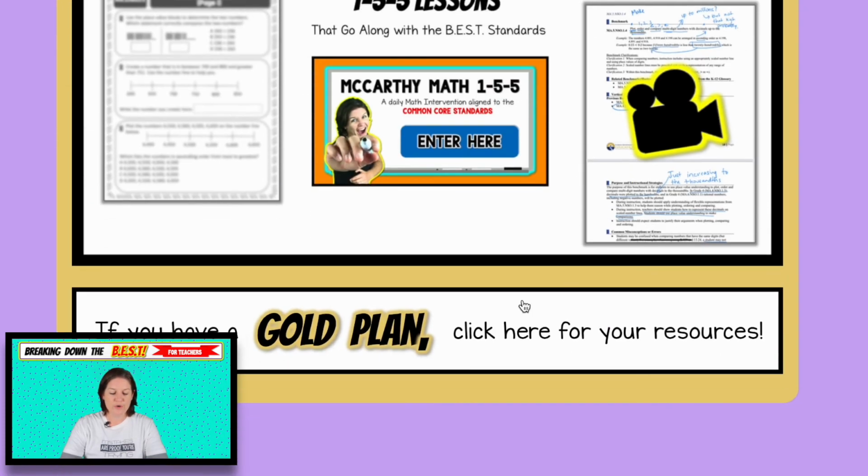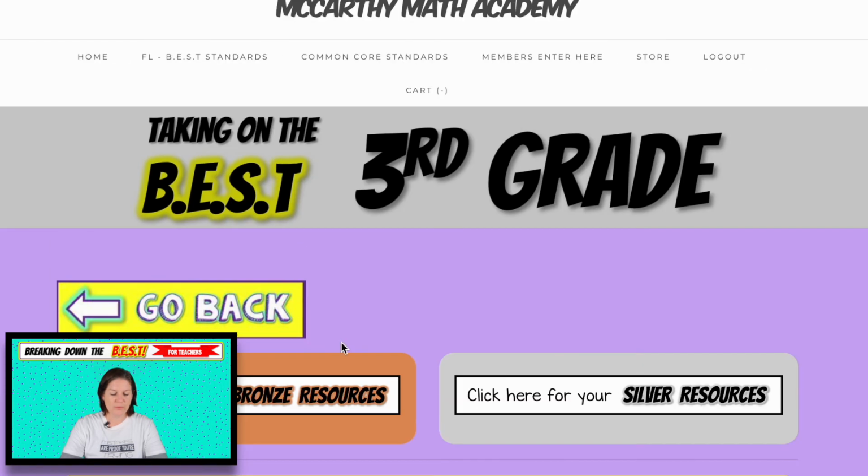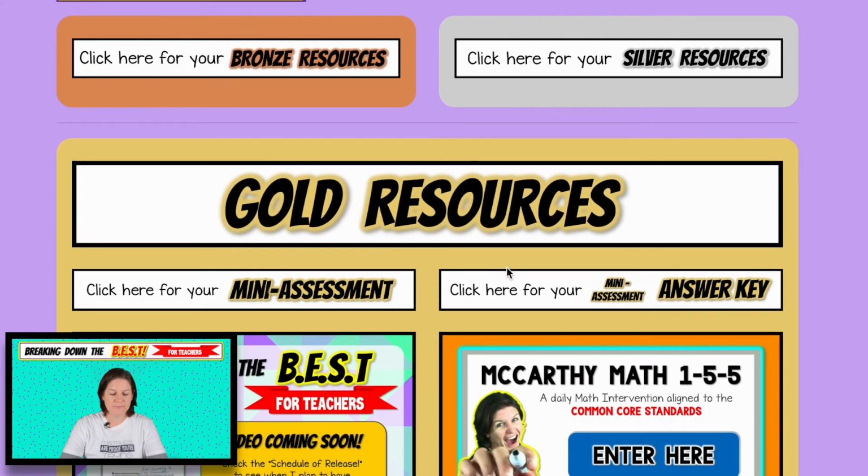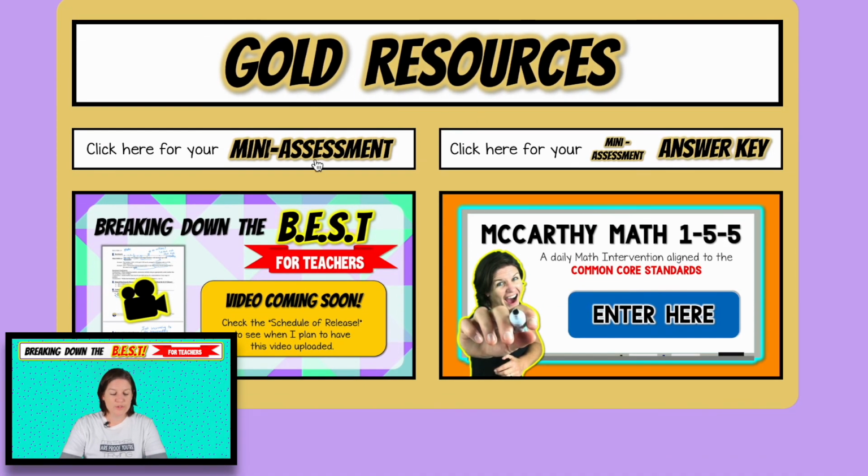And for those of you who are a gold member, you can just click where it says, if you have the gold plan, click here. You can go back to your bronze and your silver resources at any time. And with the gold membership, you have 3 bonus features. You have the mini assessment, you have breaking down the B.E.S.T, which is what you're watching right here, ad-free, right there for you. These videos are also available on YouTube, but they do have ads, so it's a nice little perk to have it right there with the standard and all of your resources for the gold members.